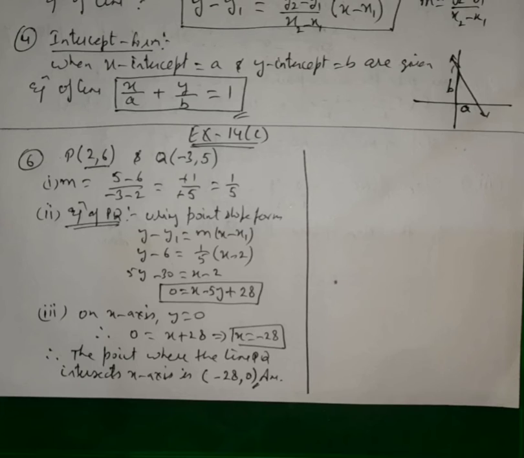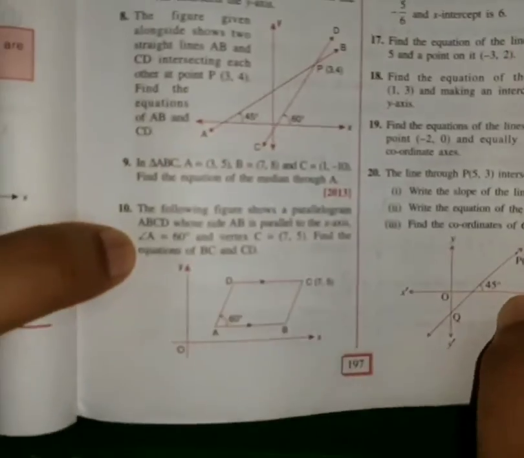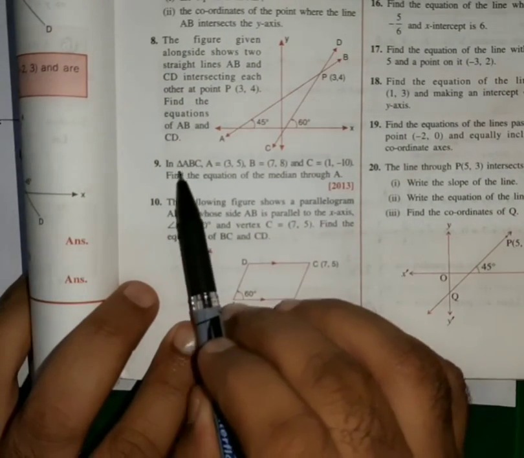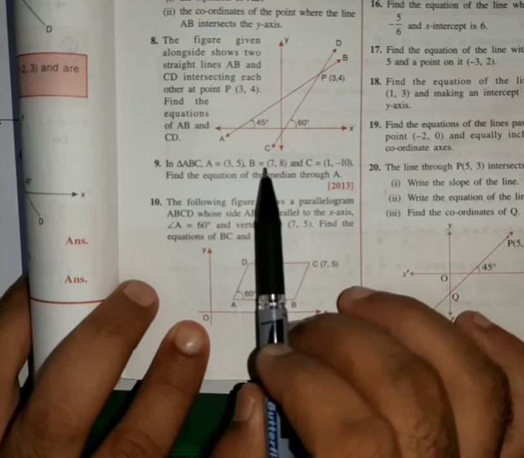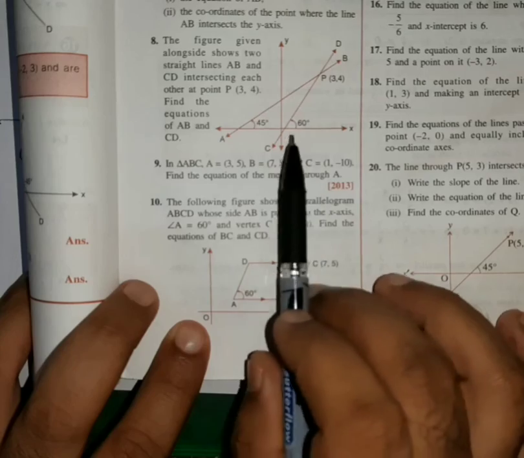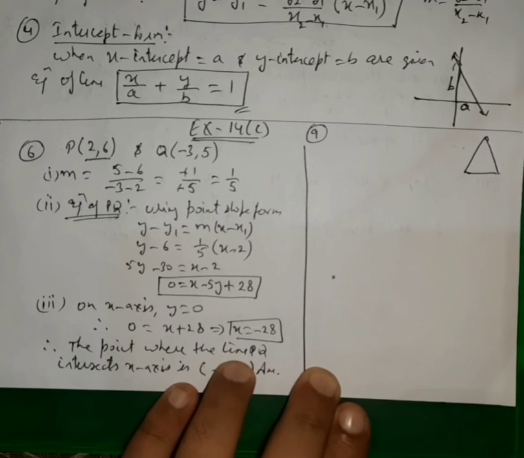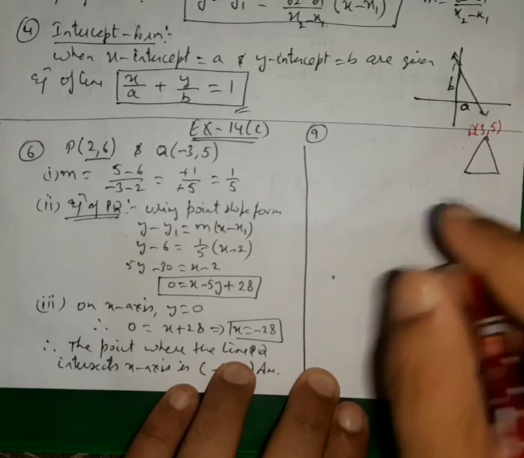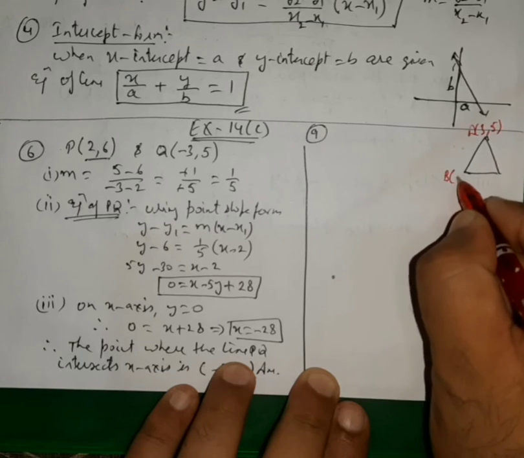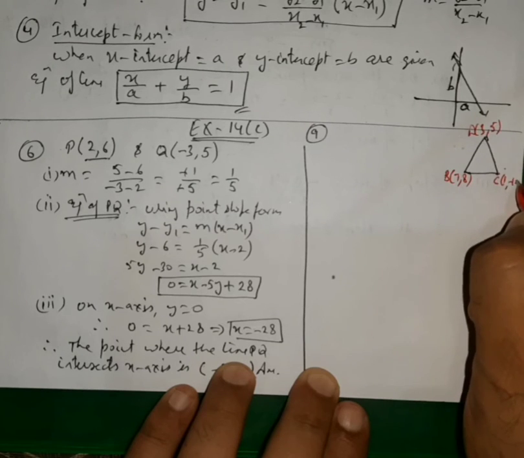Now I'm taking question number 9. The question says in triangle ABC, A is given, B is given and C is given. We have to find the equation of the median through A. Equation of the median through A means we have to find the midpoint of BC, and then we will find the equation of AD. So let us say that this is the triangle given. Here the coordinates of A are given as (3, 5). Coordinates of B are given as (7, 8), and coordinates of C are given as (1, -10).